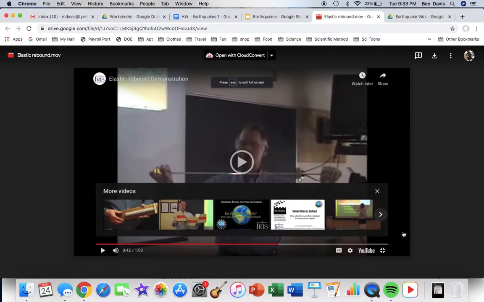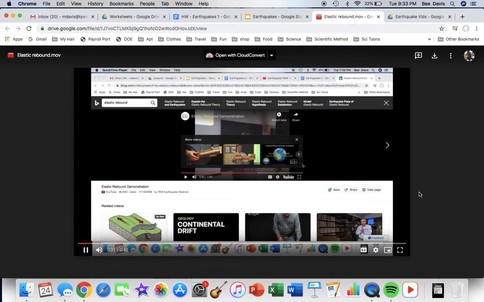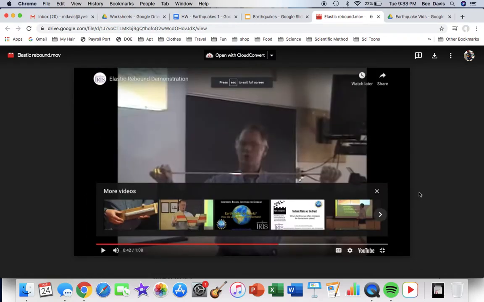This is just a guy explaining elastic rebound. So it's basically if you bend a stick, eventually it's going to reach a breaking point and it's going to snap. The same thing happens with rock. So this is the elastic rebound demonstration. So this man is holding a ruler, but pretend the ruler is actually rock, and rock bends. And the more you bend it, the more pressure builds up until it can't take it anymore and it snaps or moves.